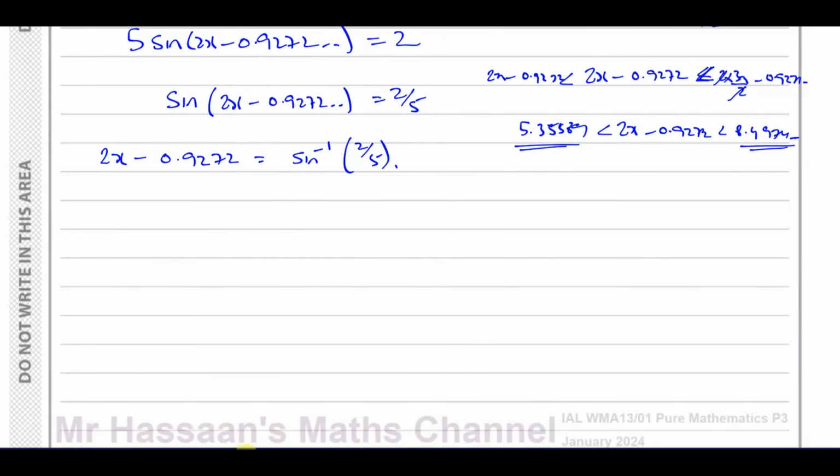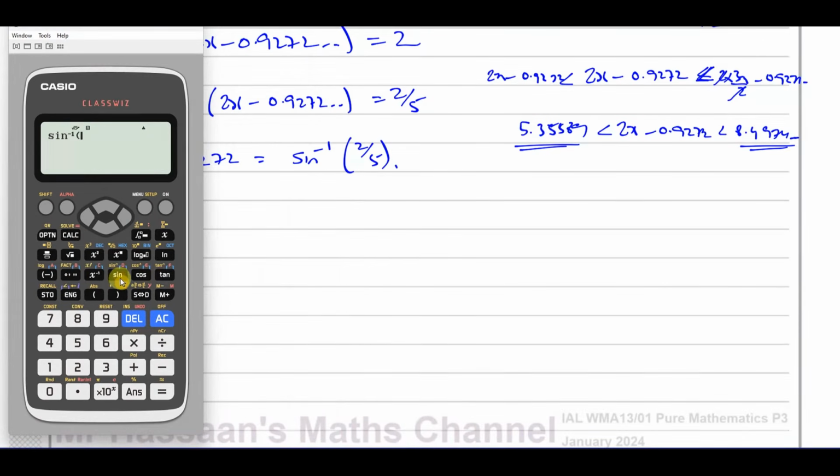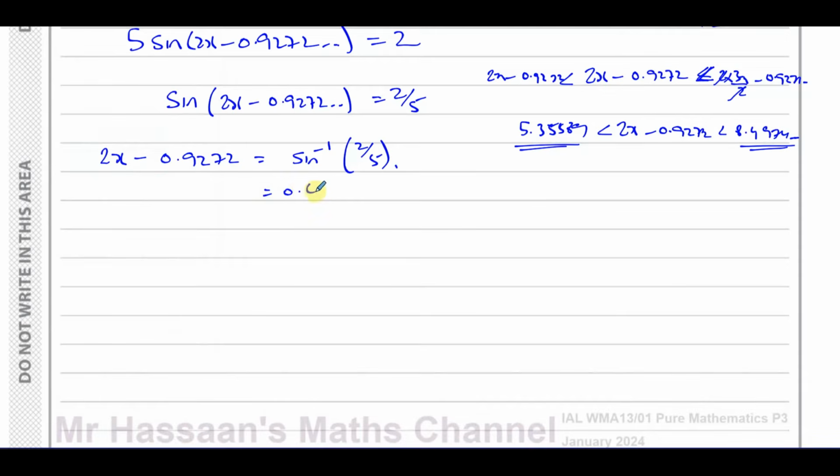So if I find the inverse sine of 2 over 5 in radians, that gives me 0.411516. So write it always to more decimal places than you need. Now, is that within our range? No, it's not in our range. However, how do we find angles in our range? We take this angle and we subtract it from 180. That's the other angle in the range.